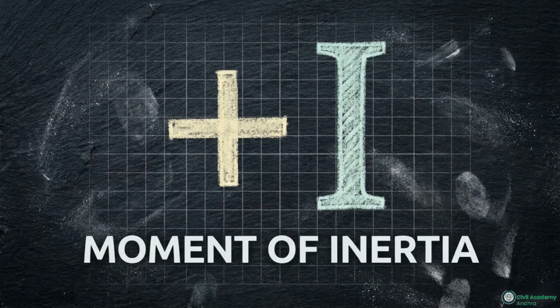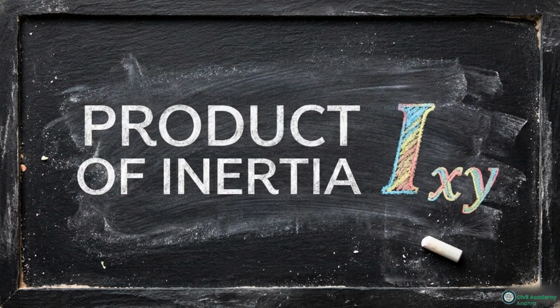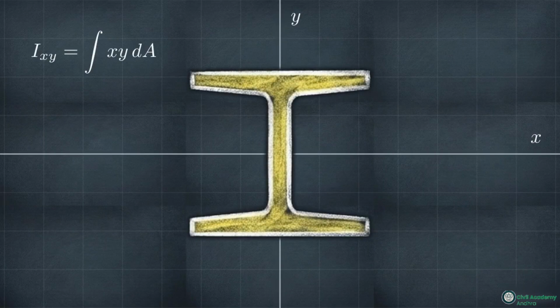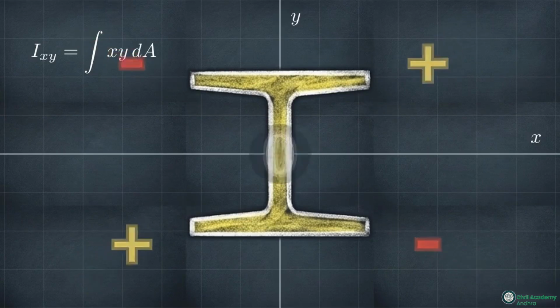Our calculations so far have focused on standard moment of inertia, which is always a positive value, but there is a secondary metric called the product of inertia. Instead of bending resistance, this measures structural asymmetry, and its value can be positive, negative, or exactly zero.